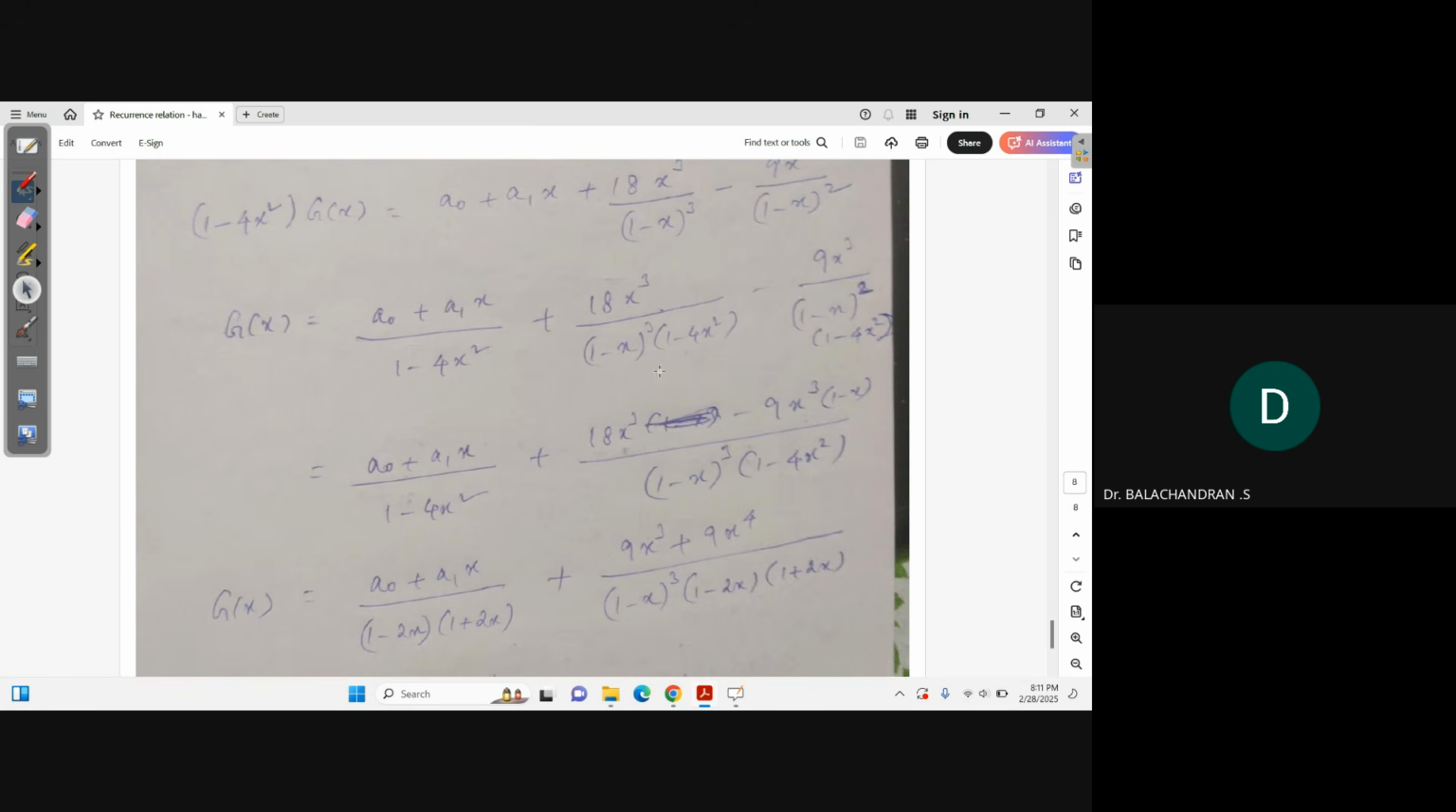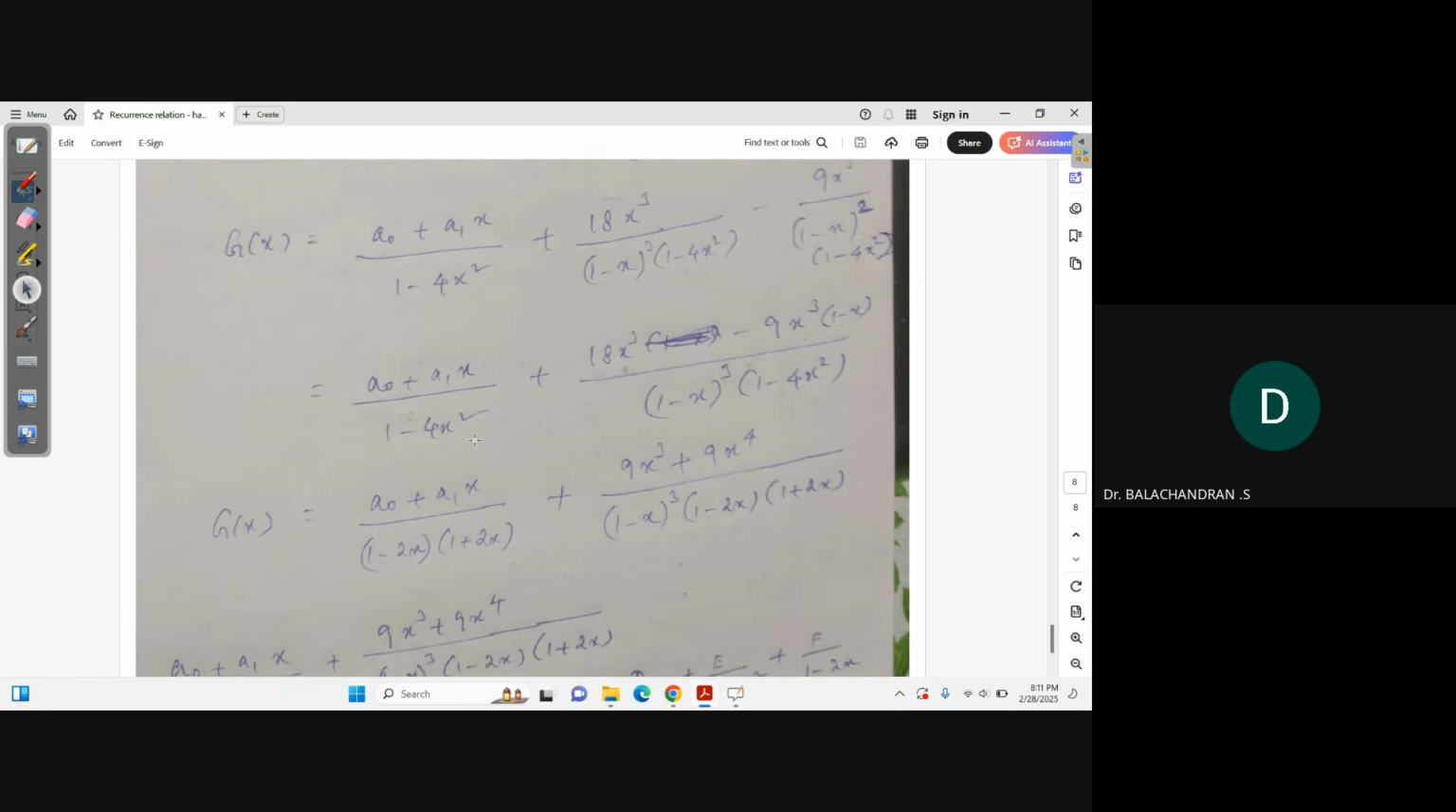Here I took LCM. What is LCM? 1 minus x whole cube into 1 minus x whole square. But here I have what? 1 minus x whole square into 1 minus 4x square. I think this is same, but here whole cube, here whole square. So 18x cube minus 9x cube into what? 1 minus x. So there is no change here. 18x cube minus 9x cube is what? 9x cube and then plus 9x power 4.